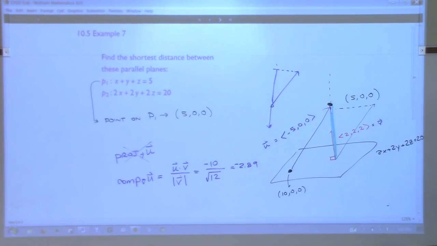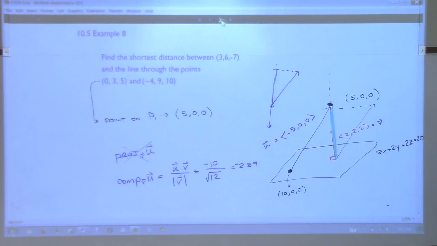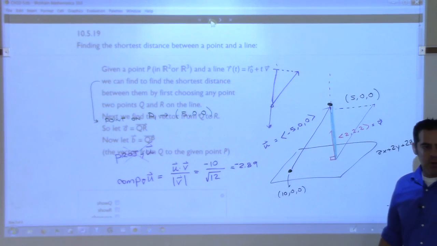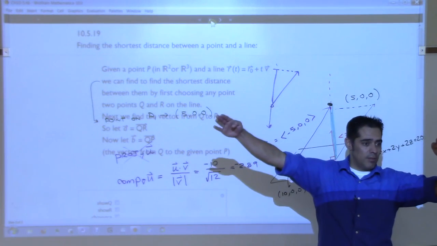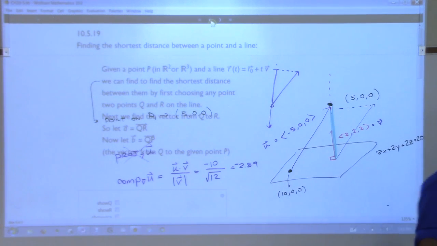All right, everyone, we have one more topic: the shortest distance between a point and a line. You have a point, and a line going through space, and we want the shortest distance between the two. We'll get to that next time.